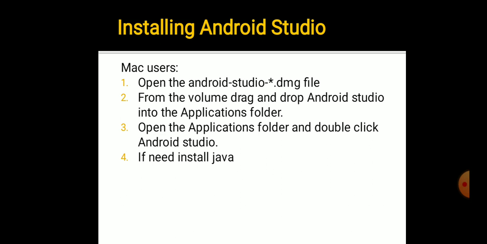There are two types of operating systems. One is Mac OS and another one is Windows. In Mac OS, we have to download the Android Studio package. It will be downloaded with the extension .dmg. Open that Android Studio.dmg file. From that, open the Android Studio volume. Drag and drop that into the applications folder of the system. Now open that applications folder and double click Android Studio in order to launch it.